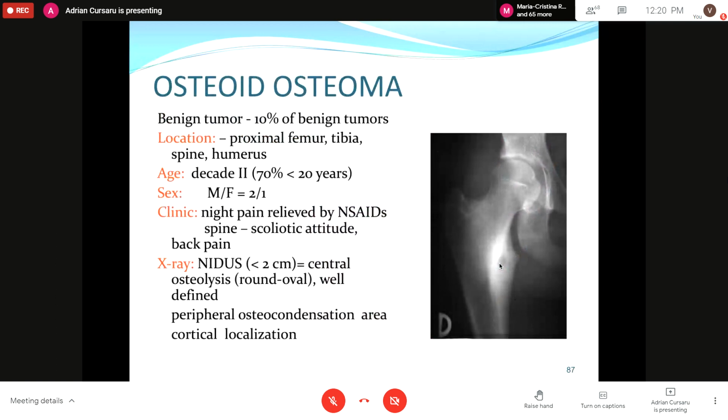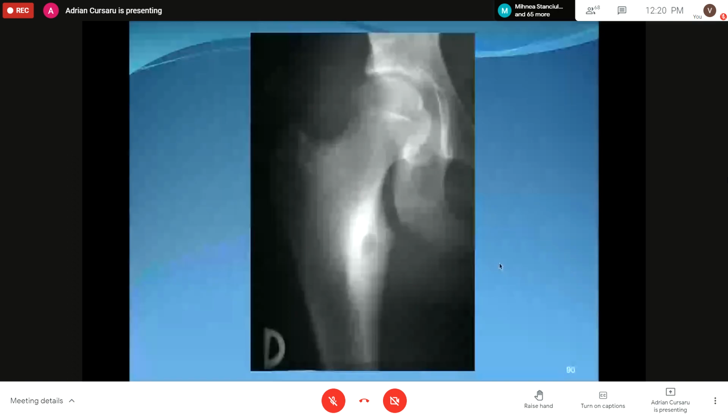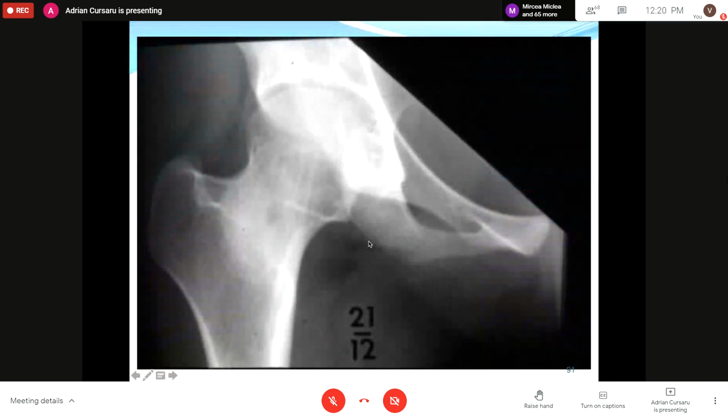If you put the nidus back into the bone after making the incision, it isn't correct, because you will have recurrence in all cases, and it is very important to remove the nidus. That's another example of that round oval osteolysis with a small osteocondensation, the nidus. That's an aspect of an osteoid osteoma of the femoral neck in a patient.